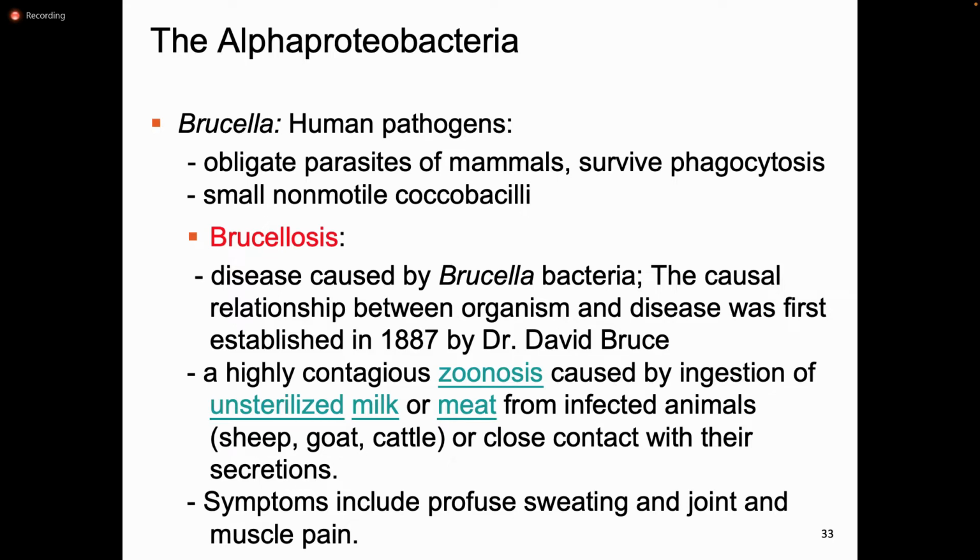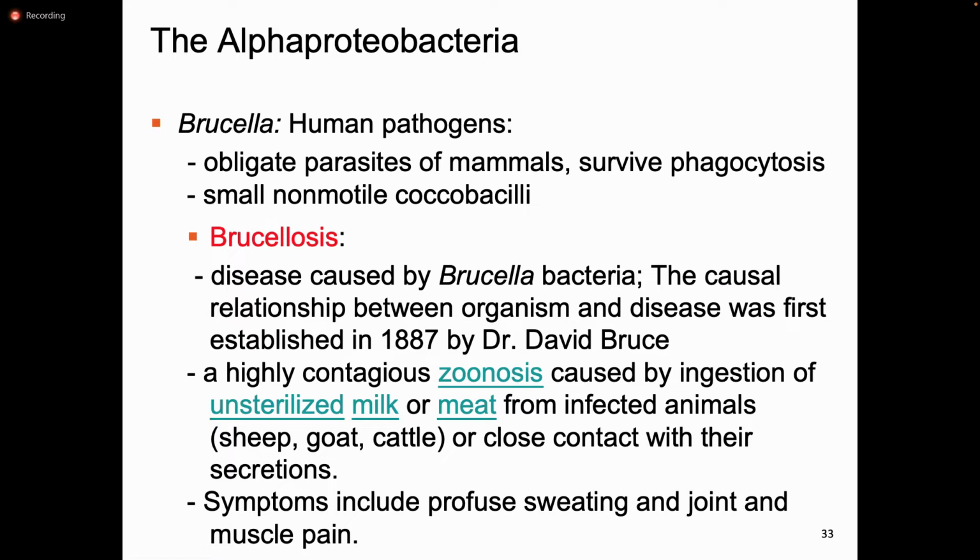Another is Brucella. Brucella is also an intracellular parasite in animals. And the one important one is called brucellosis, discovered by an American doctor called David Bruce, so Brucella. Ingesting unsterilized milk or meat from infected animals, it will get into human beings and cause brucellosis. The symptoms are sweating and joint pain.